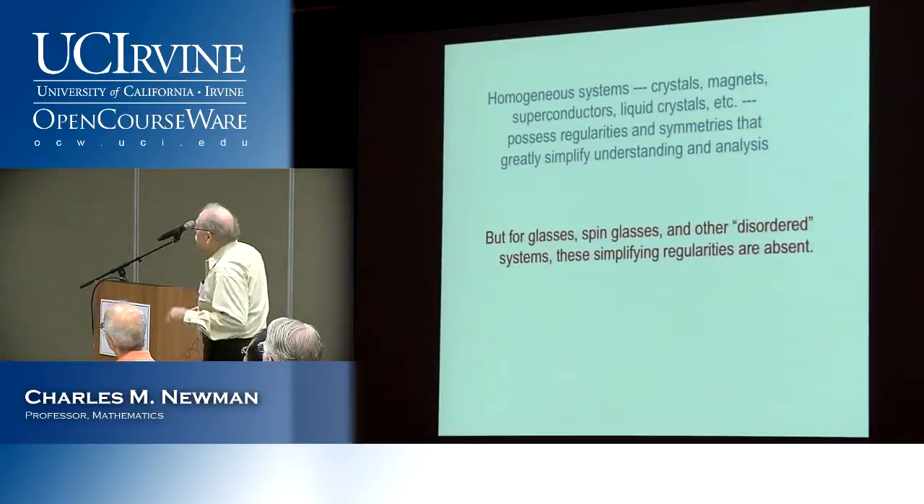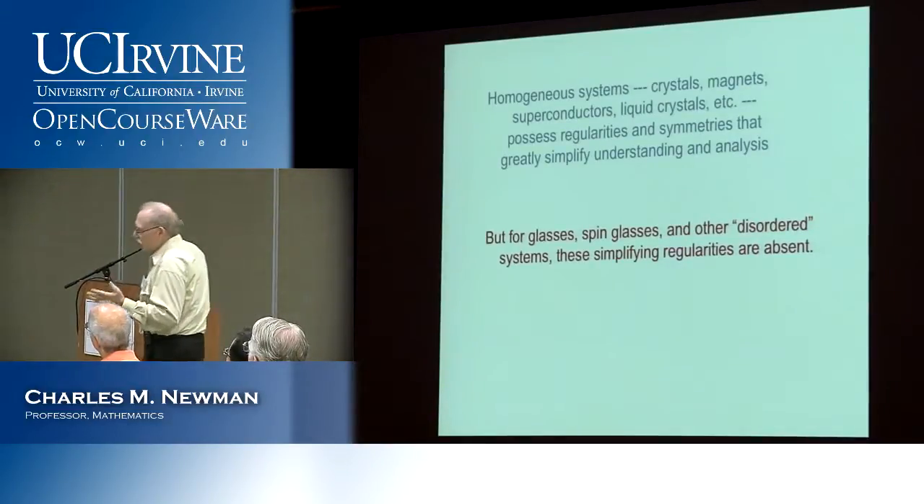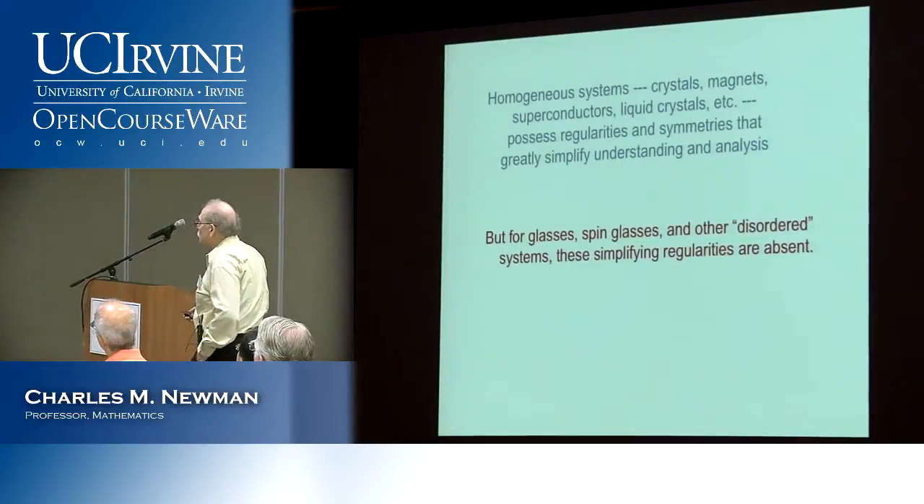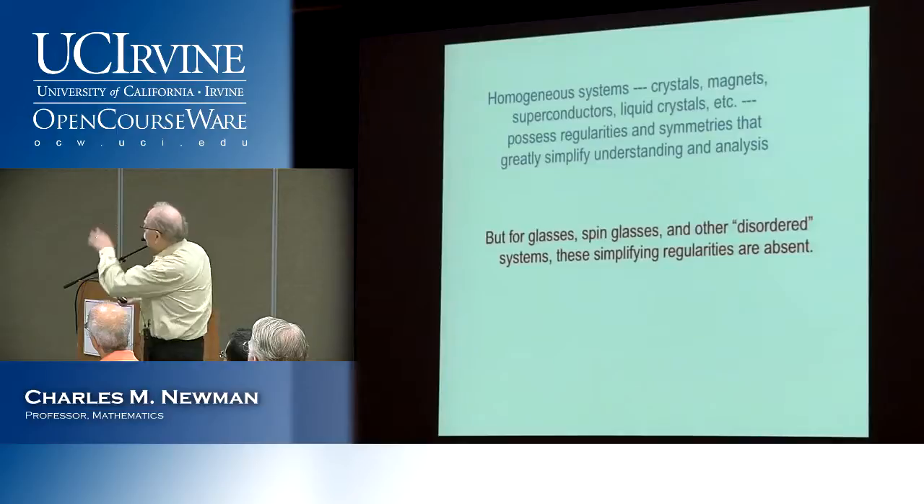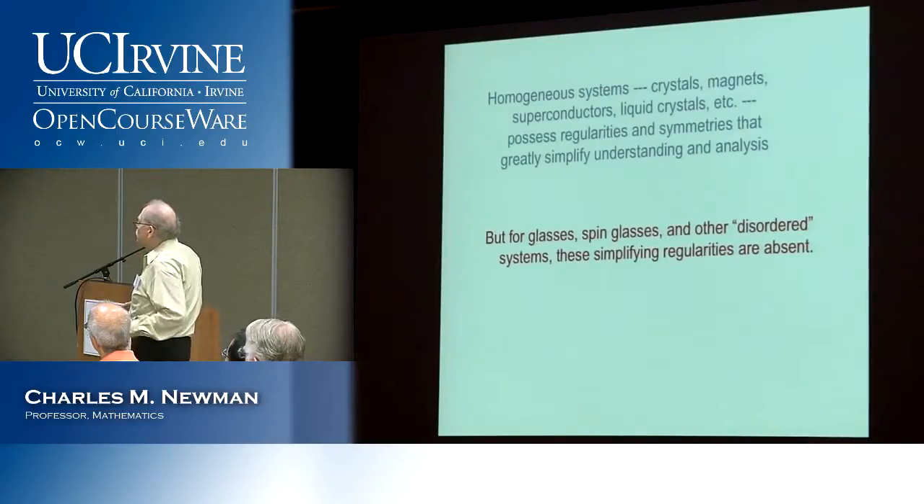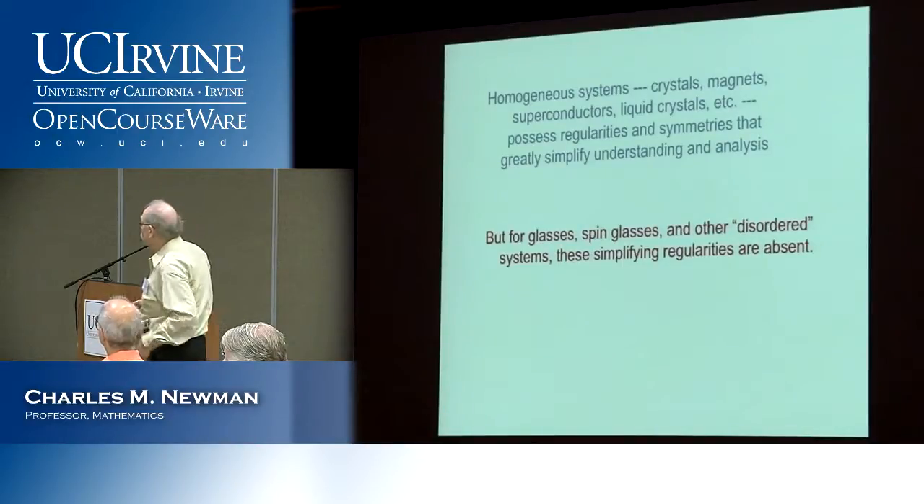Glasses, ordinary structural glasses like window glass, those are not homogeneous systems. I'll show a diagram soon to try to give you an idea of that. Spin glasses are kind of magnetic analogs of structural glasses.